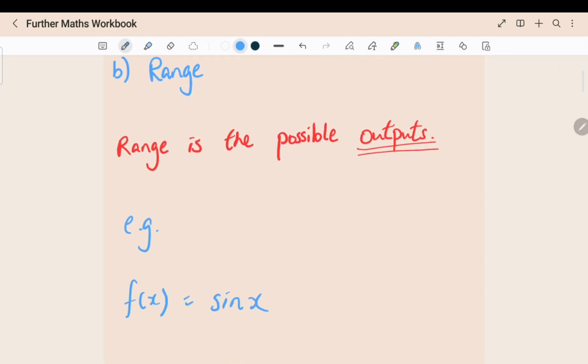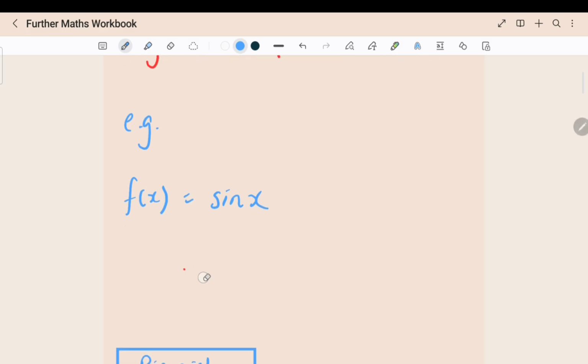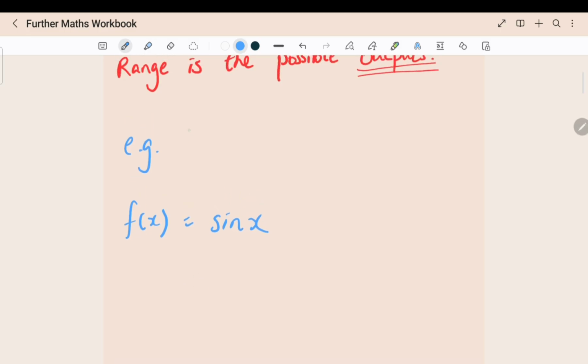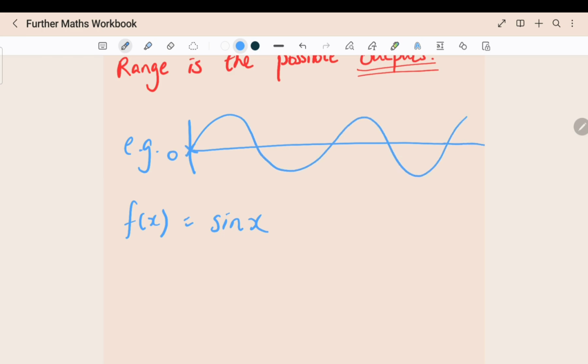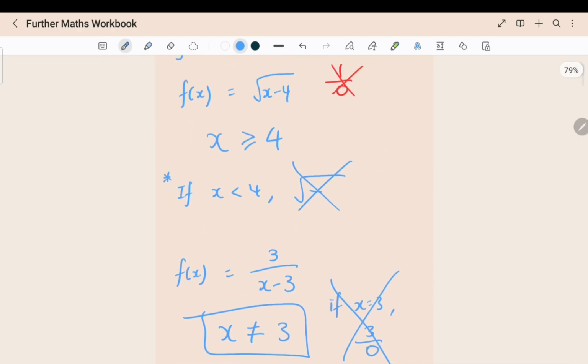Next, for range: range is the possible outputs of a function. For example, for f of x equals sine x, we can have a look at the graph. If we draw the graph of sine x, you'll realize that it always goes between 1 and minus 1. So sine x can never output anything beyond that range. The range of this function will be minus 1 less than or equal to f of x less than or equal to 1. That is how we can find domains and ranges.